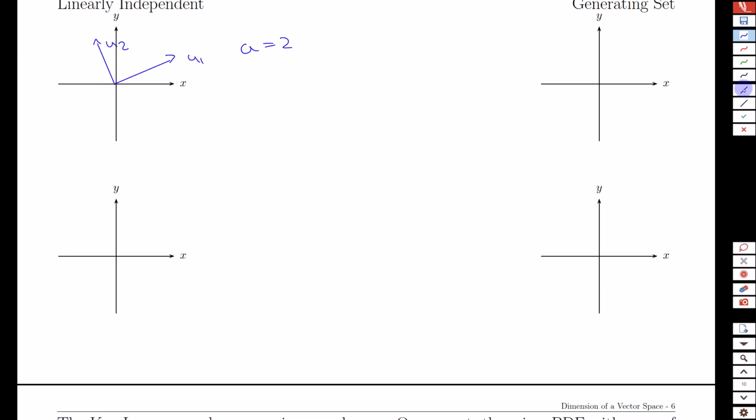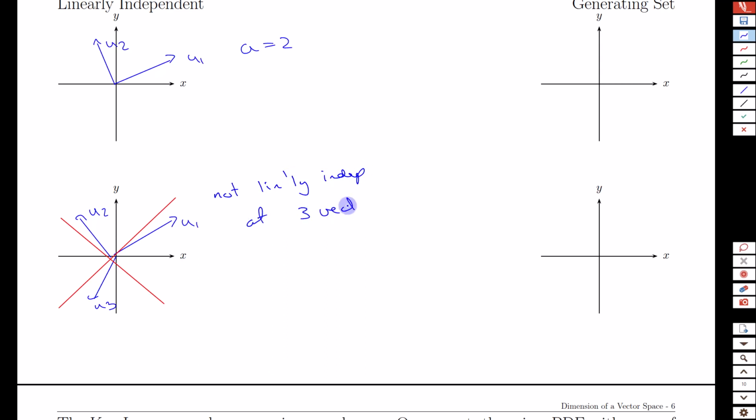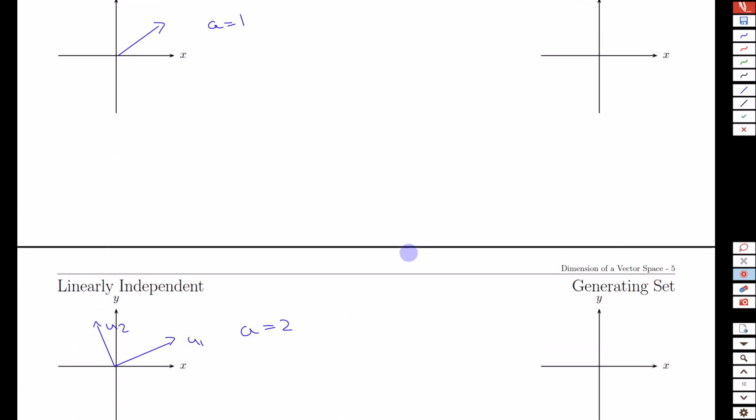And how else can we build vectors? Well, I could have three vectors, so we can just imagine different sizes of sets. So u1, u2, u3. However, if we take a look at this, there's a bit of a problem, right? These three vectors are not linearly independent. So not linearly independent at three vectors. And so we get this idea that in R2, again, this is intuition, not a proof yet, the biggest number of vectors we're going to have that are linearly independent is going to be 2.